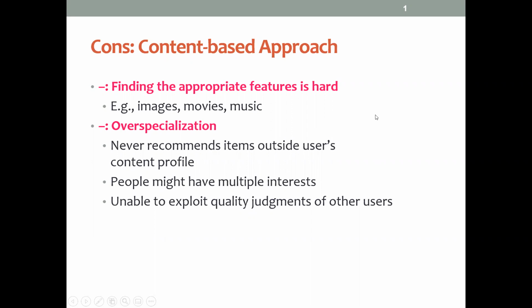The second disadvantage is that it can very easily suffer from over-specialization. That means this kind of method will never recommend items outside of the user's content profile. People might have multiple interests, but it's difficult for content-based methods to incorporate them. And also, they're unable to exploit quality judgments of other users.